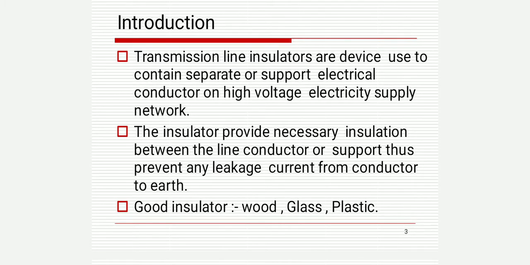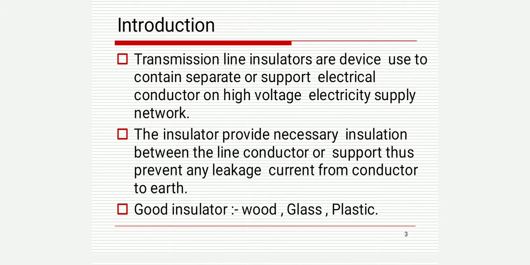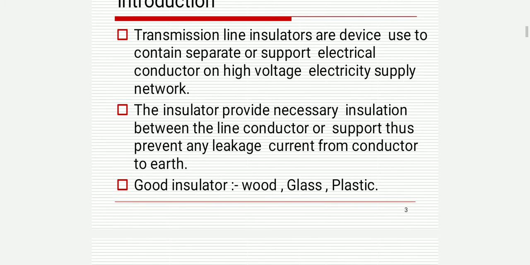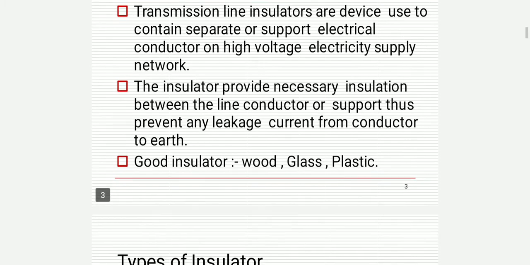conductor to the earth. The most commonly used materials for making an insulator are wood, glass and plastic. Nowadays we are using an insulator which is made up of porcelain, which is taken as a mixture of different alloys, and the insulator is mainly placed between a tower and a conductor in order to avoid the leakage current flowing from the conductor to the earth directly.